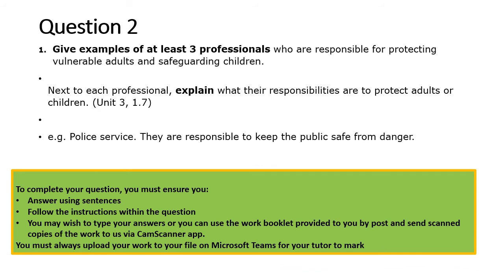So this leads to question number 2, and it's asking you to give examples of at least 3 professionals who are responsible for protecting vulnerable adults and safeguarding children. Next to each professional, you need to give an explanation of what their responsibilities are to protect adults or children. You'll see here there's an example: the police service, who are responsible for keeping the public safe from danger. So pause the video here and answer question number 2 within your book.